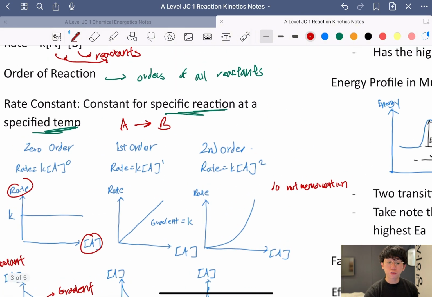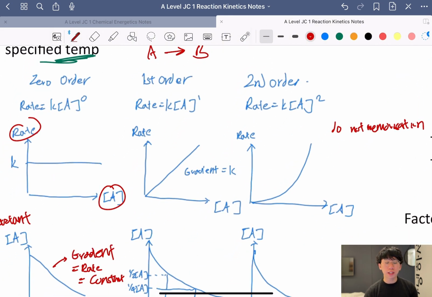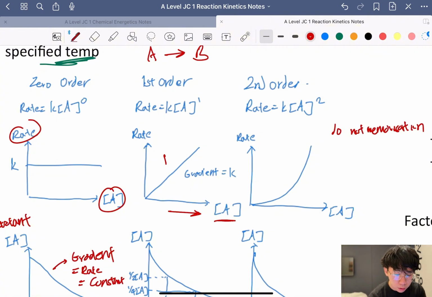Now we go on to first order. So for first order, if the order of reactant A in this reaction is 1, that means that the rate is directly proportional to the concentration of A. So when I increase the concentration of A, as we go to the right, our rate will increase linearly in a straight line. And this is because the proportionality is 1 to 1 of the concentration of A.